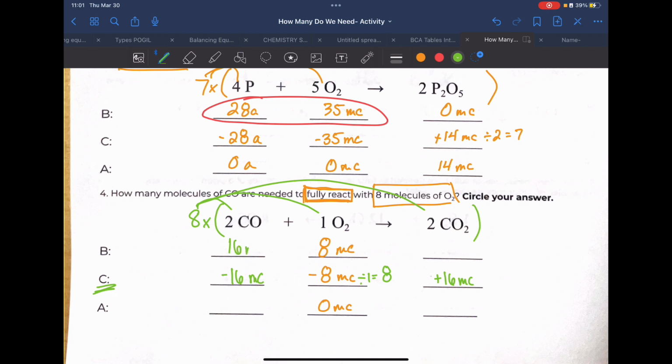In order to spend it, I got to have it. Once I spend it, I don't have it anymore. I start with 0 products because that's before the reaction occurs. After the reaction happens, I got 16 molecules. There we go. Circle how many molecules of carbon dioxide are needed to fully react. That's this number right there. There we go.